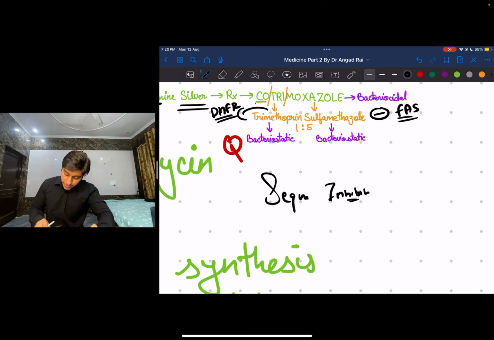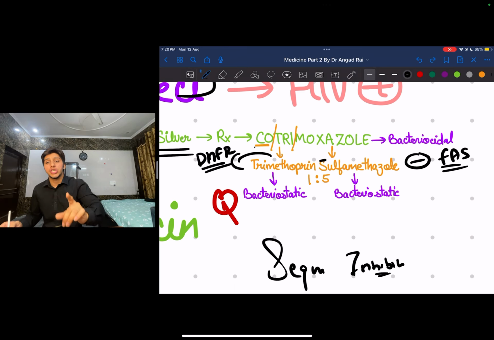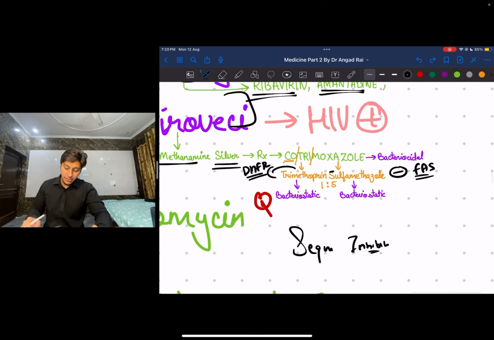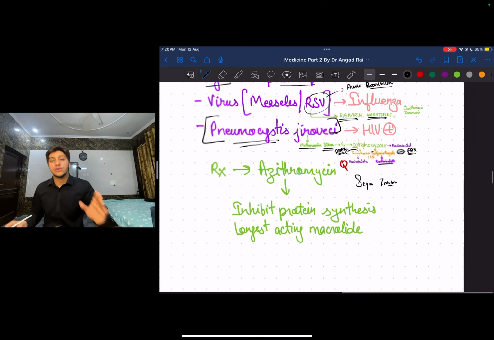How do you remember this? Guys, look, the S in sulfamethoxazole looks like a 5. So always remember the ratio of trimethoprim is 1:5. Trimethoprim, remember guys, is bacteriostatic. It does not kill the bacteria but stops the growth. Both are bacteriostatic in nature. The ratio is going to be 1:5, and they have sequential inhibition.